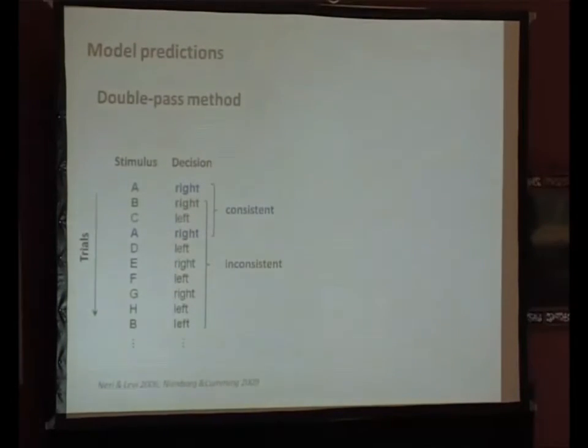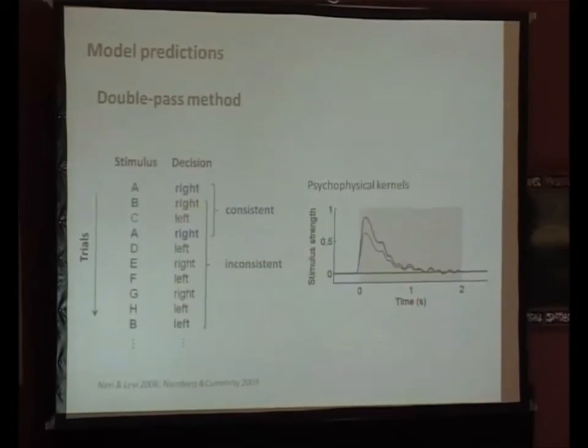Now if one calculated a psychophysical kernel, but separating the stimuli depending on whether they are consistent or inconsistent, you get the following thing. The inconsistent stimuli have a flat psychophysical kernel. Why is this the case? Well, the psychophysical kernel is the average stimulus that led to one choice. Now if a stimulus participates in left choices but also in right choices, then its effect just averages out and it gives you 0.